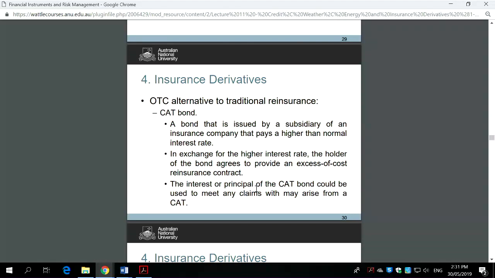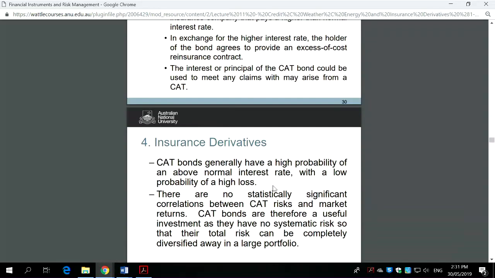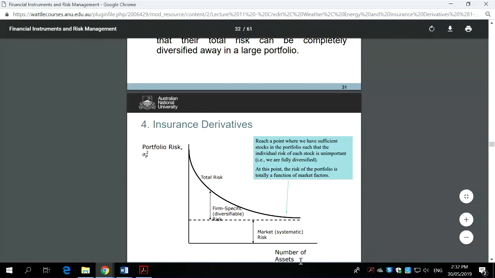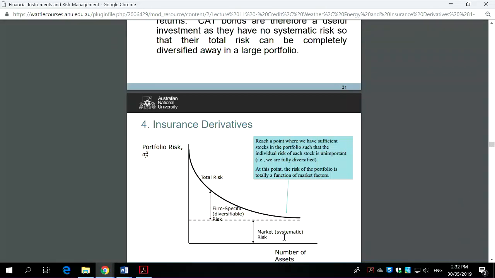It's not correlated with any other risky asset in the capital markets, right? Because the occurrence of the disaster is uncorrelated to the performance of the capital markets. Now, the benefit of that, as I mentioned in the lecture, is that if you're holding a well-diversified portfolio, as the number of risky assets that you increase in your portfolio, then that pushes down the total risk to the point there is only systematic risk left, right?